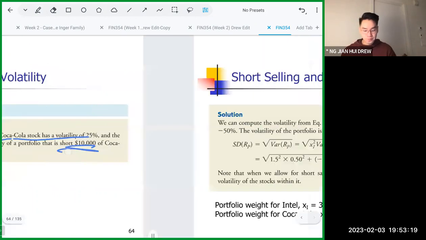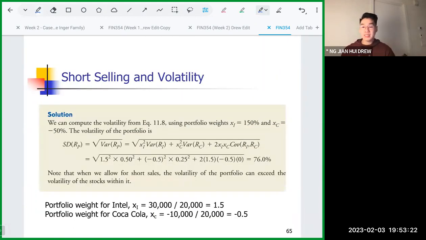The most important concept now is how do you calculate the weight of Intel and the weight of Coca-Cola. If you're going to short Coca-Cola in order to buy Intel, the weight of Intel is this: you're buying 30K of Intel, but your original money is only 20K. So you're actually buying 1.5 times the weight. And for Coca-Cola, you are shorting 10K and your original is 20K. So you're actually getting a weight for Coca-Cola of negative 0.5. So this is how the negative comes about.